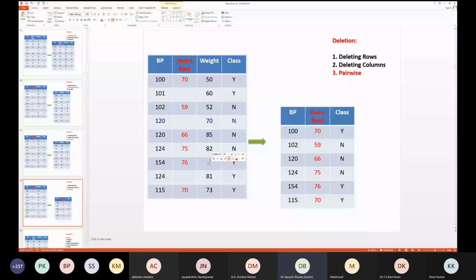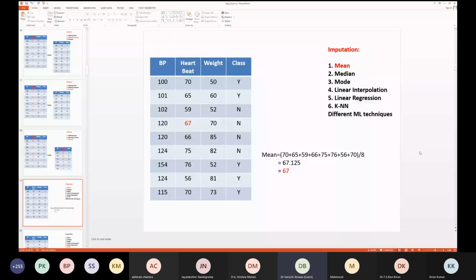So deletion is one way. The other way is data imputation. Data imputation means creating the data artificially. Initially we didn't have any data, so the missing value is here. Now we're not going to delete it. We are going to do data imputation.